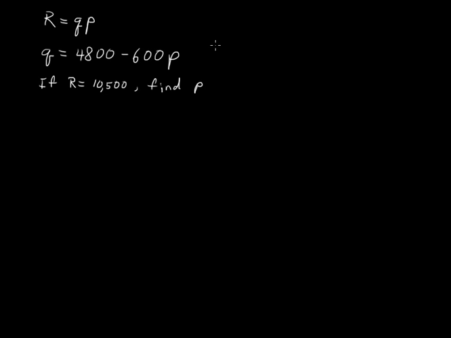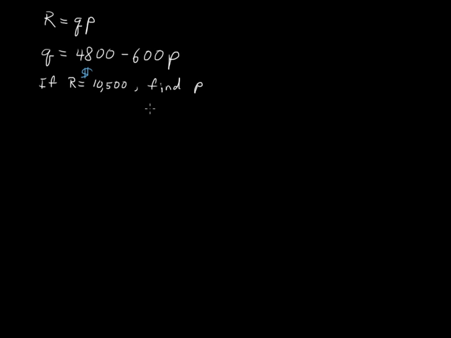In this video, what we have is a revenue equation. The revenue equals the quantity times the price. And let's say the quantity is governed by this equation, 4,800 minus 600 times the price. Now, if we want a revenue of $10,500, let's put a dollar sign there. If we want this revenue of $10,500, how should we set the price?